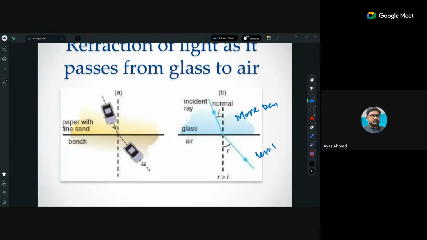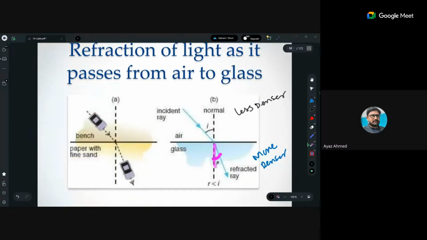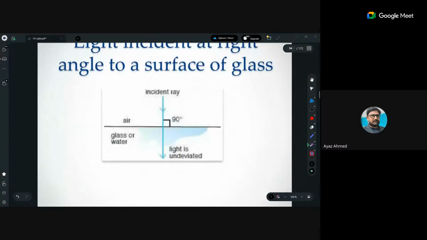When it enters from more dense to less dense, its speed increases and it bends away from the normal. Here it was bending towards the normal. So I will make all these points step by step here. Third point: when the light enters exactly at 90 degrees to the surface, the angle of incidence is zero, then the angle of refraction is also zero. So no bending takes place. These 3 points should be under consideration.